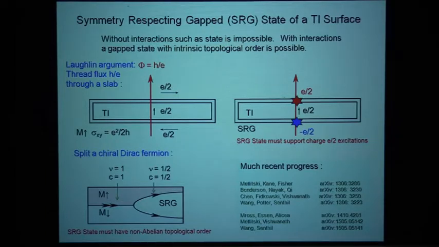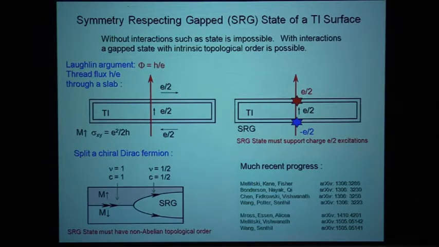And so at the end of the day, after I've threaded the flux h/e, and everything's gapped, there can't be any charge e/2's around because this is all just non-interacting electrons. The only thing I could have is an e. Okay? And so in fact, when you thread an h/2e flux through a topological insulator, a charge e/2 is transferred between the top and the bottom surface. Okay? And so this is actually a sort of a fundamental property of a topological insulator.